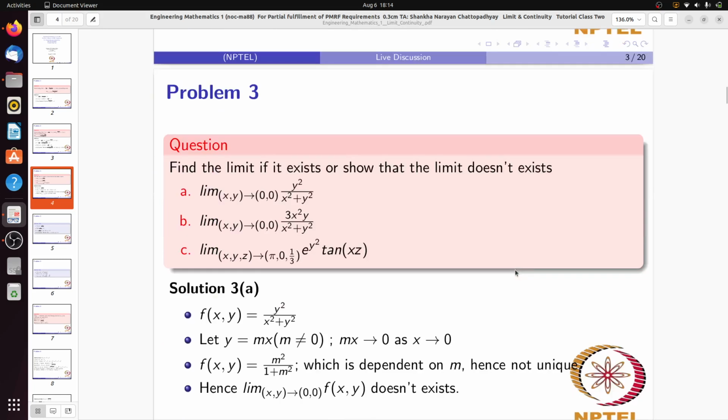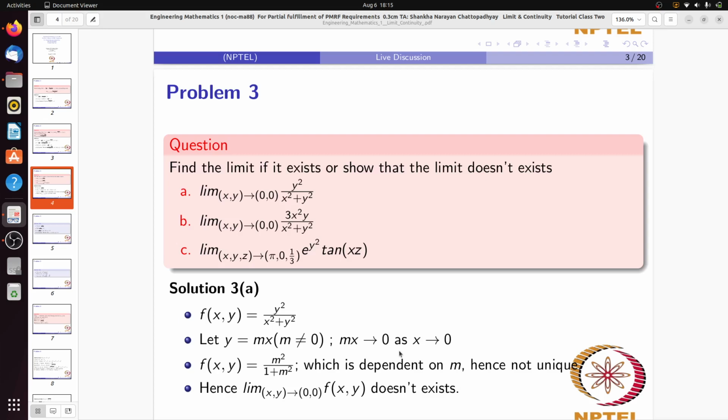So, solution 3a: the function f(x,y) is y square by x square plus y square. If we take y equal to mx, what will it give? It will give that m is not equal to 0, so mx tends to 0 as x tends to 0. So what does it mean? Implicitly we are taking that if x tends to 0, y is also tending to 0. See, in real variable calculus of a single variable, we have only two sides to approach a point. Either it will be the left hand side, otherwise the right hand side.